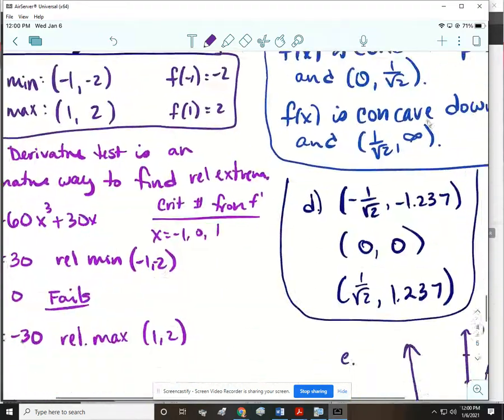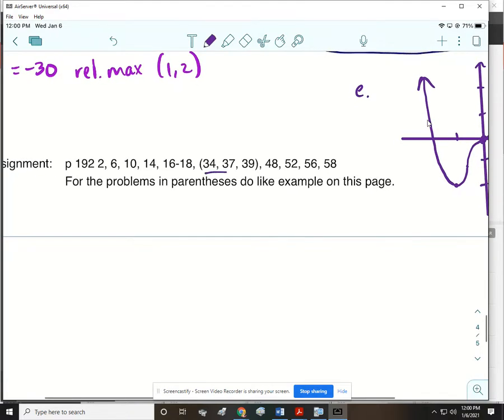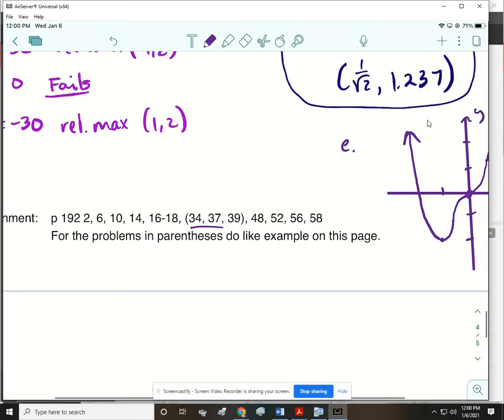Okay, so on your assignment, these are the numbers I want you to do. The ones in parentheses, I want you to do like this big long example that we just did. And I'm not checking this until Monday. So don't wait forever to do it, but you have a little extra time, and it is going to be a 10-point grade.